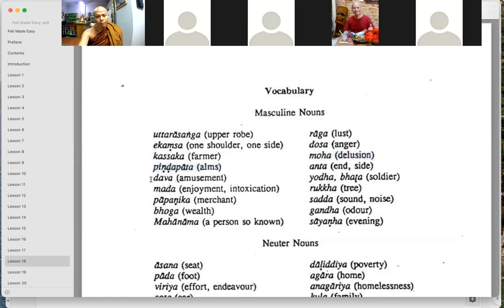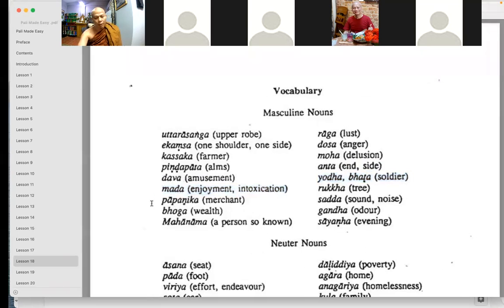And the Dawa. So Dawa is amusement. All of them here end in the a, so masculine nouns. So they can be changed in their form, as the Buddha: Buddha, Buddha, Buddha, here Sangha, Sangha, and so on. So Dawa also, Dawa, Dawa, and so on. Mada, enjoyment or intoxication. That one also Mado, Mada, Mada, Madi, and Madesu in this way.